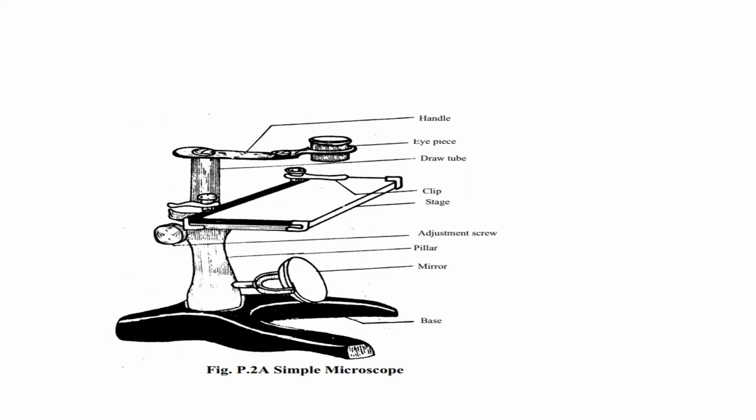So this is a simple microscope. You can see the handle, the eyepiece, the draw tube, the clip, the stage, the coarse adjustment screw, the pillar, the mirror, the base. Within this, the eyepiece contains the lens. So here you can see that only one lens is found within the microscope. Hence, this microscope is a simple microscope.